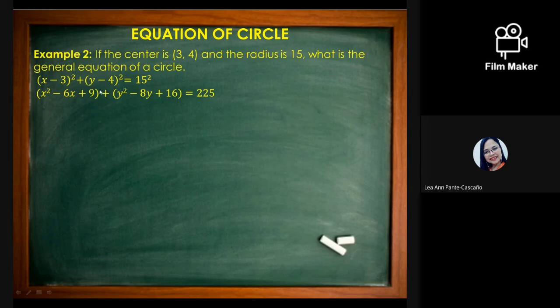Let's expand the second. y minus 4 squared. Square of y is y squared. Multiply the first and the last, so that is 4 times y is 4y times 2 is 8y. Negative 8y, since this is negative. 4 squared, 4 times 4 is 16. So you have here now the expanded form of our y.